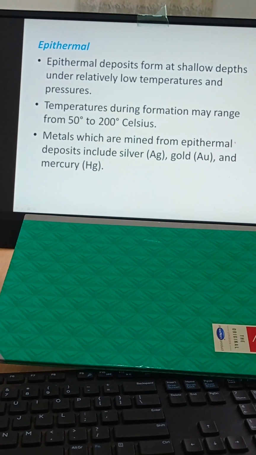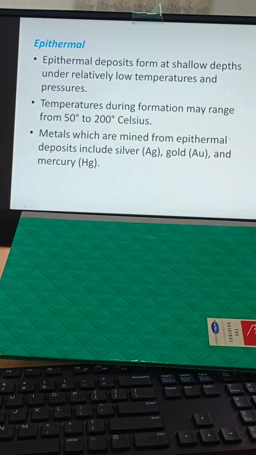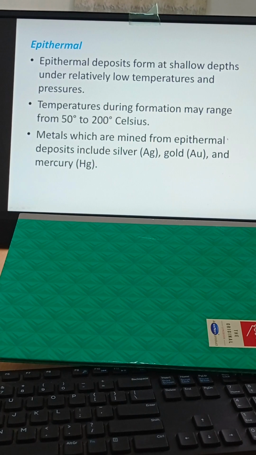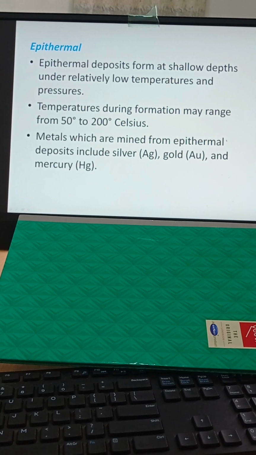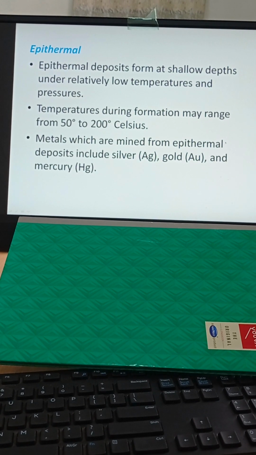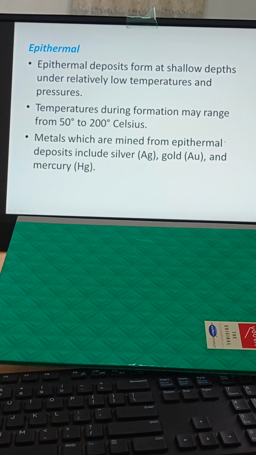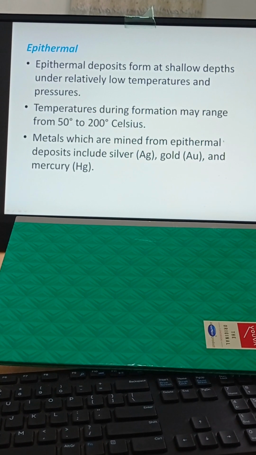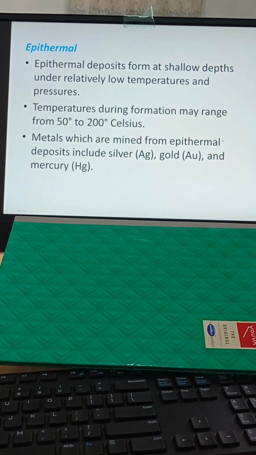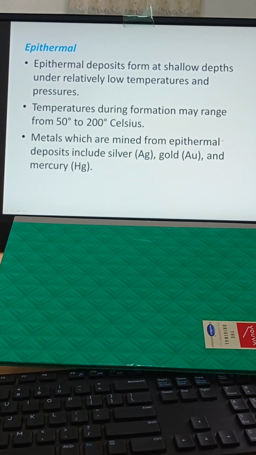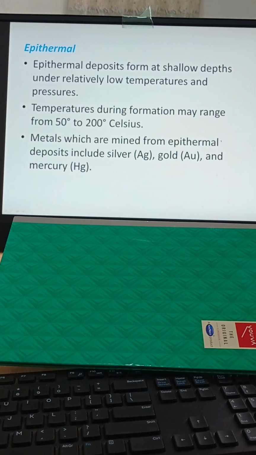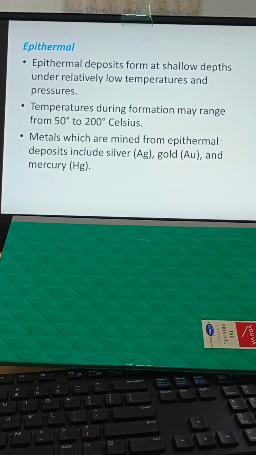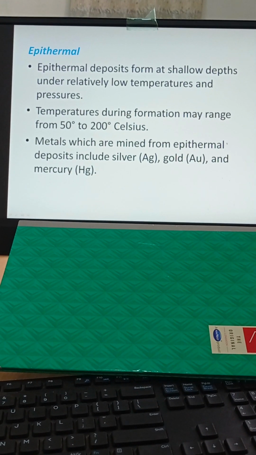The third type is epithermal deposit. These deposits are formed at shallow depth under relatively low temperature and pressure. Temperature during formation may range from 50 to 200 degrees Celsius. Metals which are mined from epithermal deposits include silver, gold, and mercury.